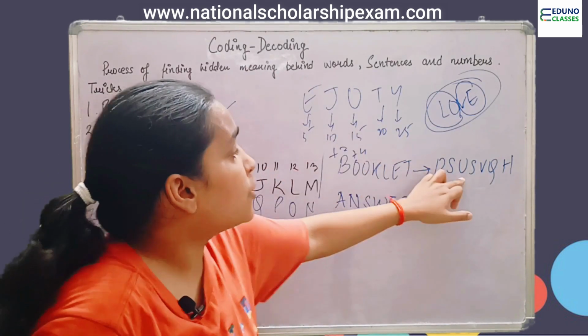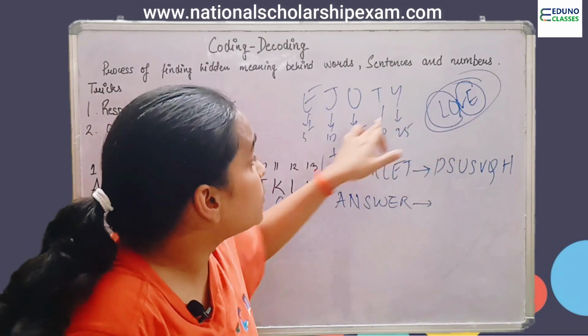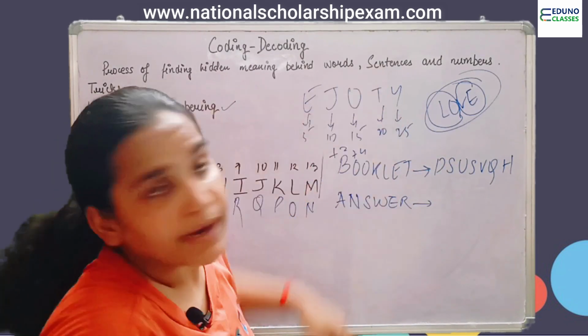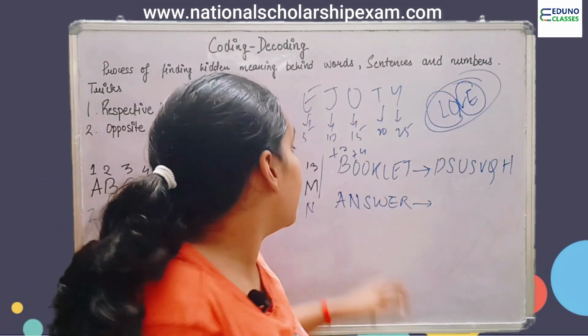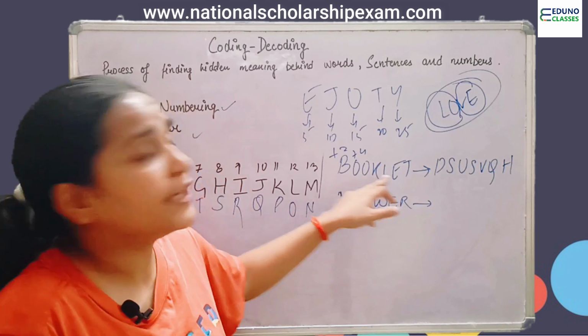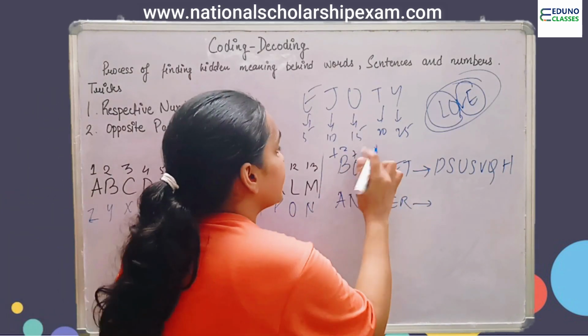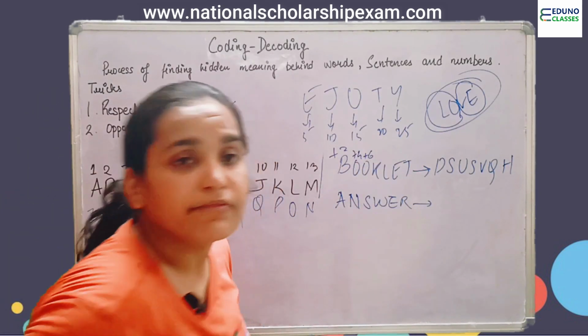O is 15. Value of U. What is the value of U? You have to find out the numerical designation of U from here. T is 20, U is 21. So from 15 to 21 we have gone plus 6.